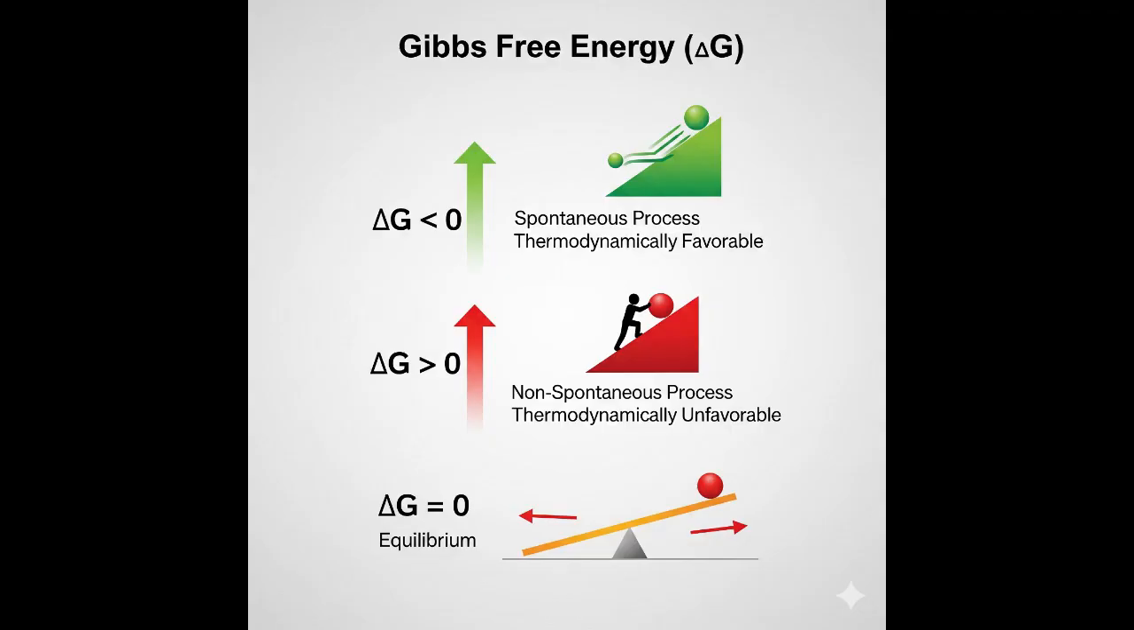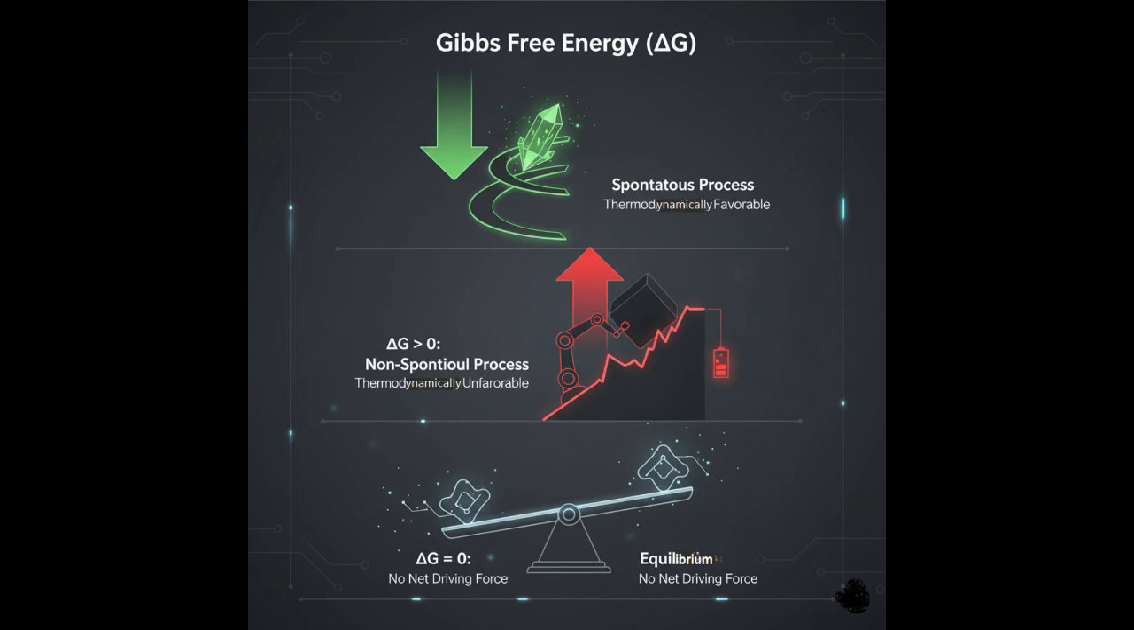When delta G is less than 0, the process is spontaneous, thermodynamically favorable. This means the reaction or transformation will proceed naturally. When delta G is greater than 0, the process is non-spontaneous, thermodynamically unfavorable. This means the reaction will not proceed on its own under these conditions. When delta G equals 0, the system is at equilibrium. There is no net driving force for change.